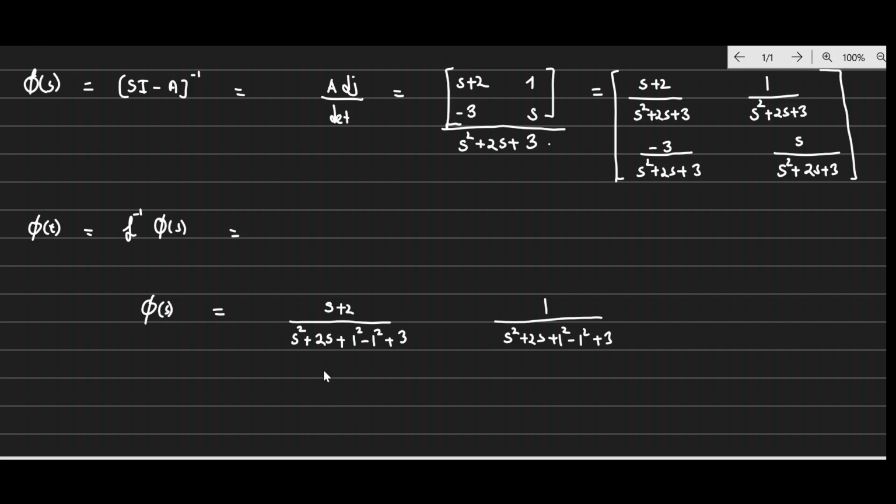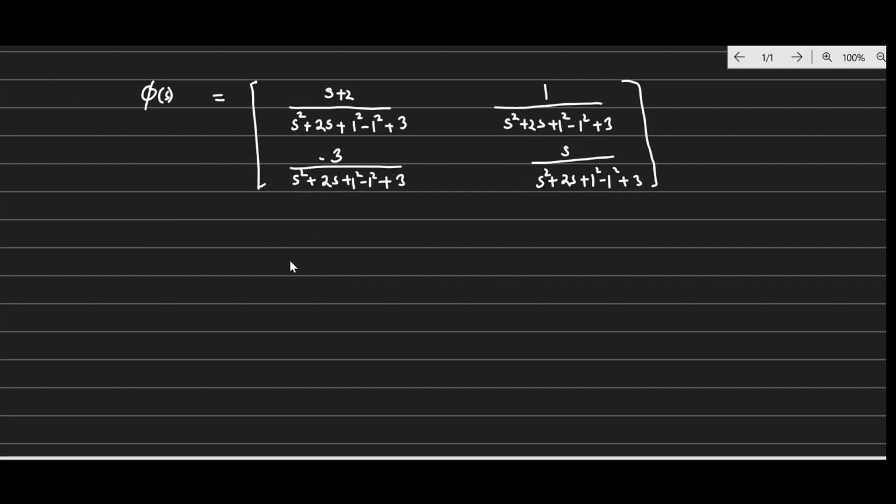And then here also we have negative 3 over s squared plus 2s plus 1 squared minus 1 squared plus 3. Finally, here of s over s squared plus 2s plus 1 squared minus 1 squared plus 3. Okay, so now let us simplify this. So our phi of s will be equal to, this is s plus 2 divided by, so this is it.